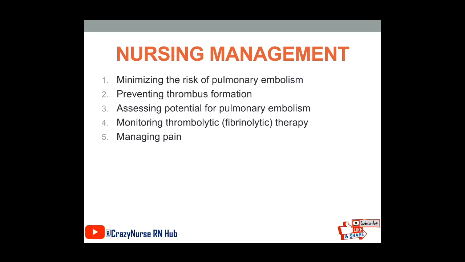Next is managing pain. Chest pain, if present, is usually pleuritic rather than cardiac in origin. A semi-Fowler's position provides a more comfortable position for breathing. However, the nurse must continue to turn the patient frequently and reposition them to improve the ventilation-perfusion ratio in the lung. The nurse administers opioid analgesic agents as prescribed for severe pain.